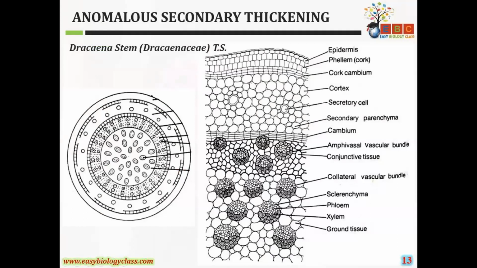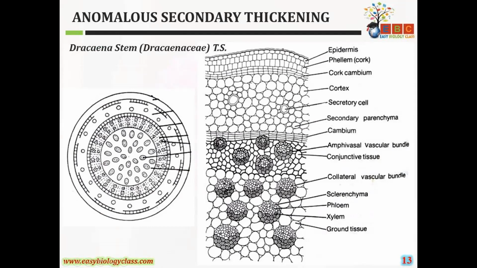Here, this is the Dracaena stem. These are the vascular bundles. Here is the epidermis, the outer layer, followed by, during secondary growth, the phellem, cork and cork cambium. These are the cortex region. From the cortex region only, the outer cortical cells behave meristematically and produce the cambium.